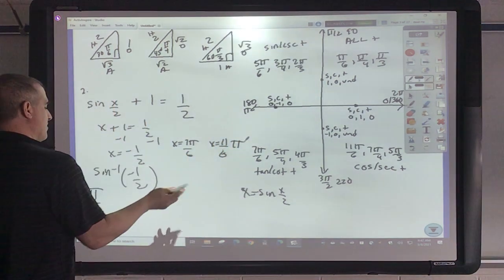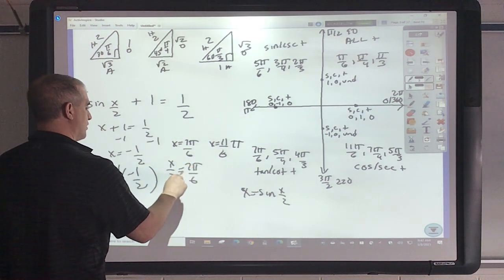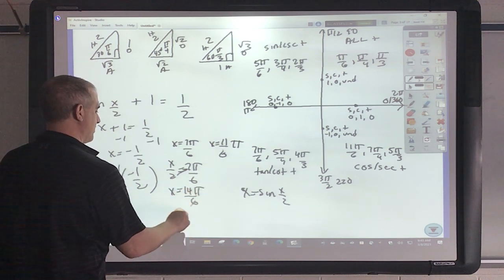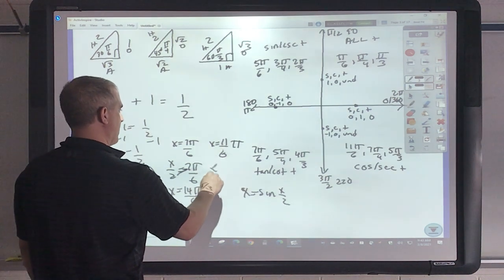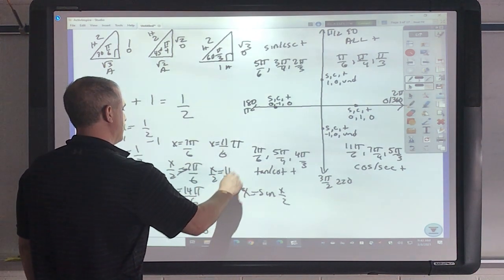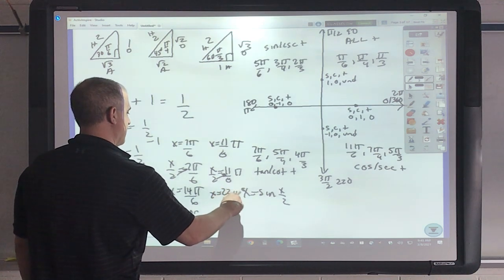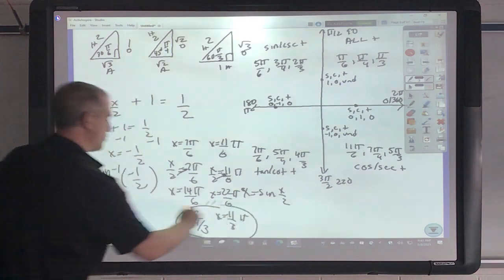Now, once again, we're dealing with the little half angle here. So what I would have to do is just cross multiply that. So that's going to be 14 pi over 6 or 7 pi over 3. Okay, same thing here. I got x over 2 equals 11/6 pi. Cross multiply that. That's going to be 22 over 6 pi or 11 thirds pi. Okay, so those would be your answers.